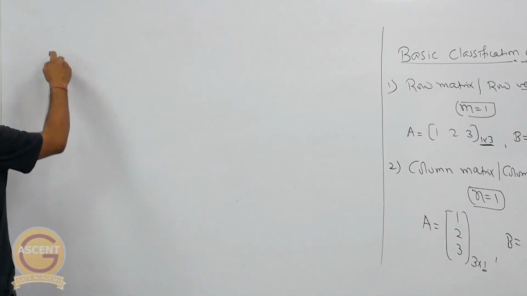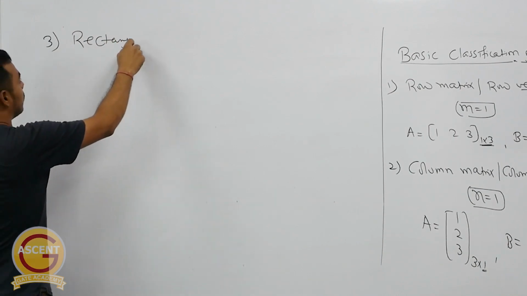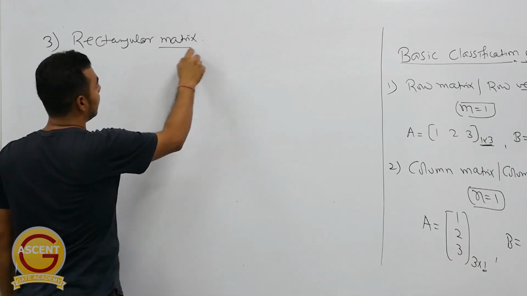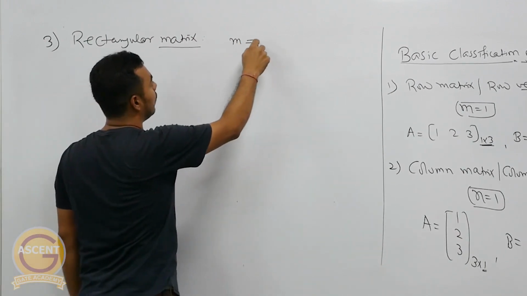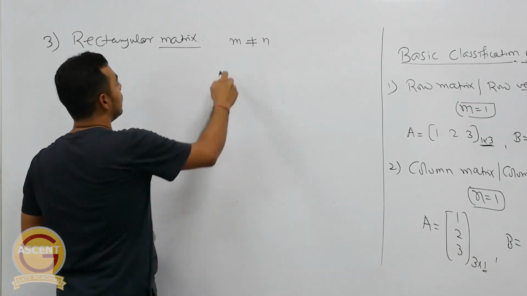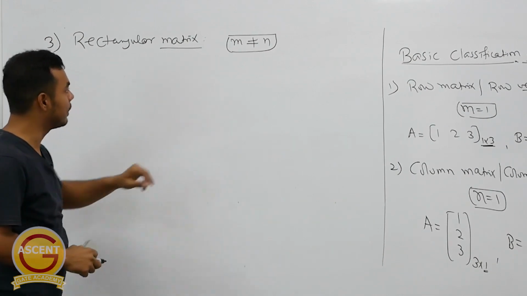Then the third one is the rectangular matrix. Now the definition of a rectangular matrix is, if the number of rows and columns are different, if m is not equal to n. m is the number of rows and n is the number of columns. So if m and n are different, then in that case the matrix is called a rectangular matrix.